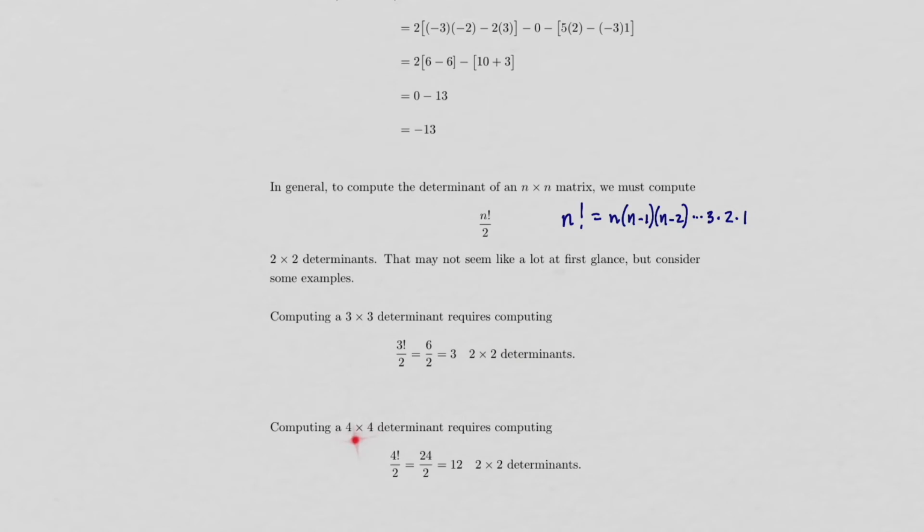For a 4x4 determinant, well, 4 factorial is 24, 4 times 3 times 2. Divided by 2, that's 12. So we go from 3 to 12. We increase the size of the matrix by 1 from 3x3 to 4x4, and we quadruple the number of 2x2 determinants that we need to do. So this is not looking good.